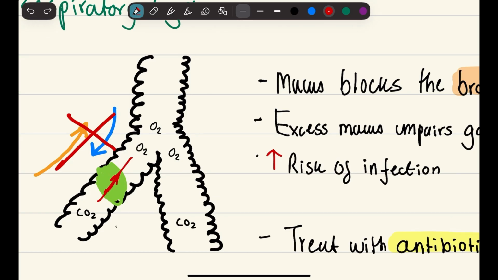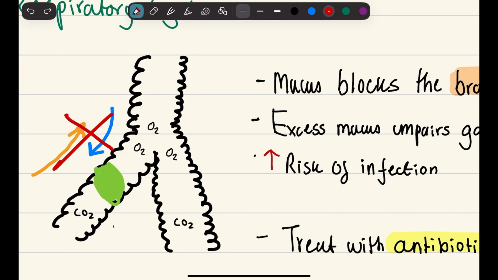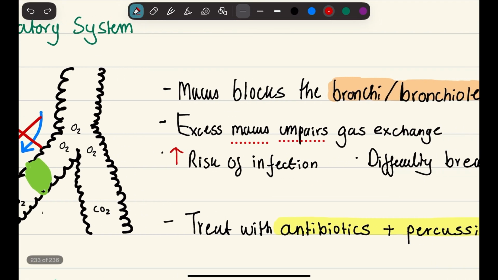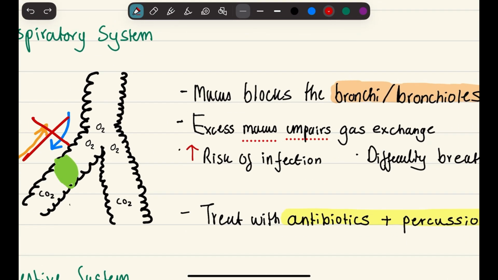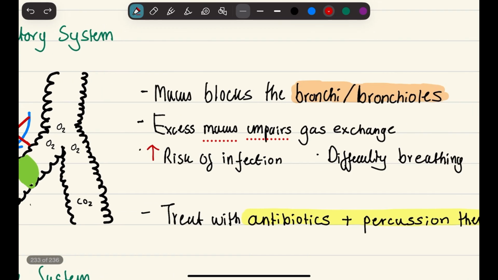And that means that we are not going to have efficient gaseous exchange. Yeah, we will not have efficient gaseous exchange because oxygen and carbon dioxide are struggling to get in and out of the airway, right? So, like we said, mucus in the bronchi or bronchioles impairs gaseous exchange. That's going to cause us difficulty of breathing, and you normally hear it described as a wheeze. Don't need to worry too much, but mostly difficult breathing.